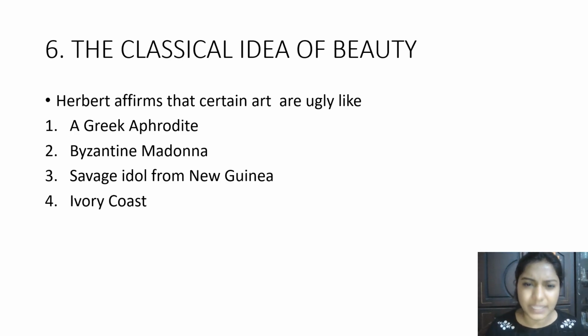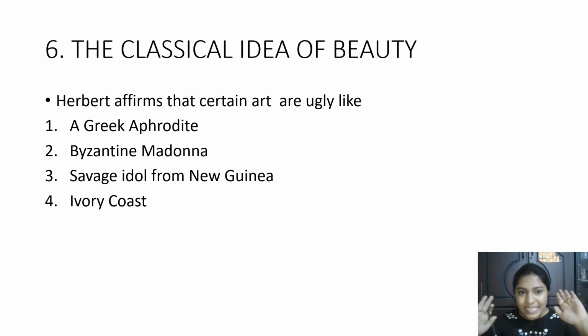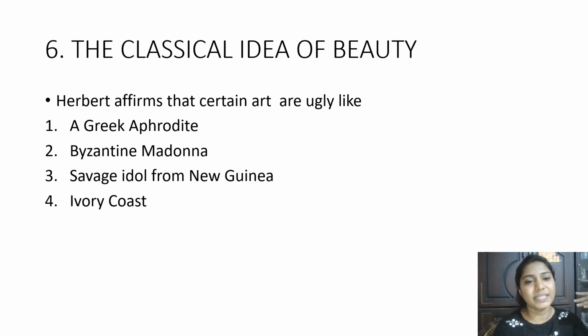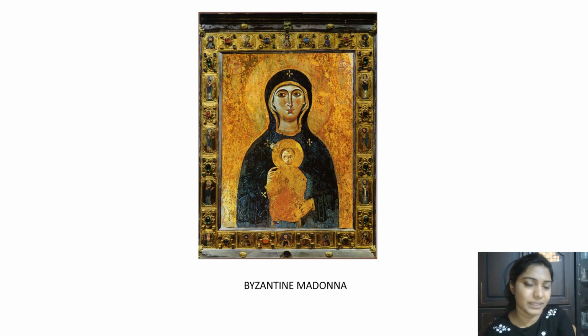Now, Herbert Read affirms that certain art is ugly. It is true that not every art can be called beautiful. This is considered to be okay by Herbert Read. He says that not every art has to be beautiful. Some art is ugly. And then he gives us certain examples of artworks that are ugly, like a Greek Aphrodite, Byzantine Madonna, a savage idol from New Guinea, or a savage idol from Ivory Coast. Now let me show you the images of it.